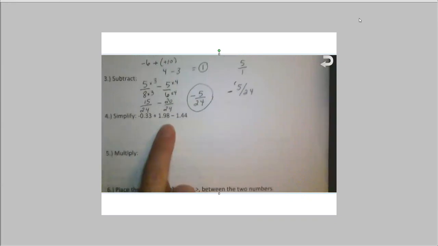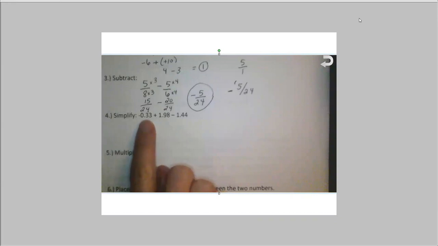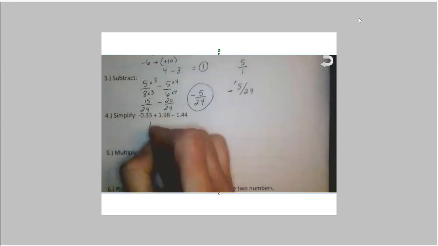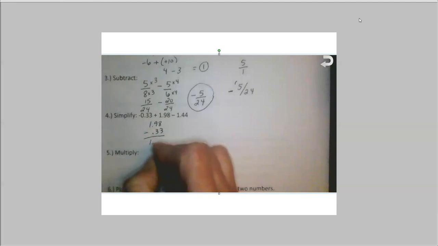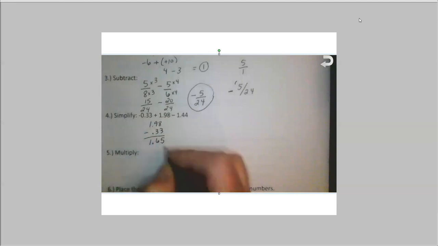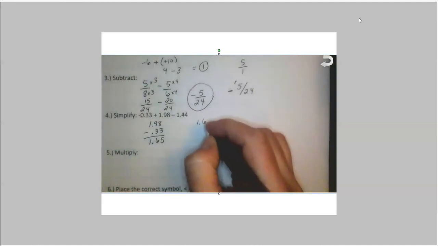Decimals, okay. Just going to apply those same rules we were doing just a minute ago with the integers. When we're adding decimals, signs are different. So we're going to subtract and take the sign of the higher number. So that would be 1.65. This is bigger, so my answer is positive. And then I'm going to take 1.65 and subtract 1.44 from that.